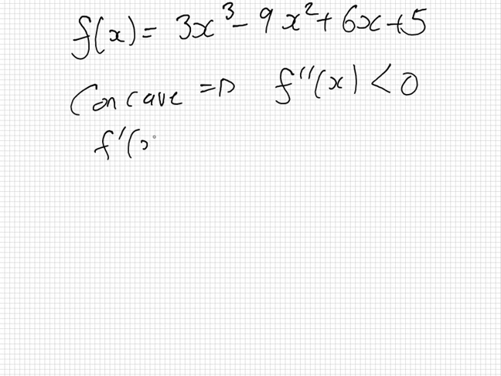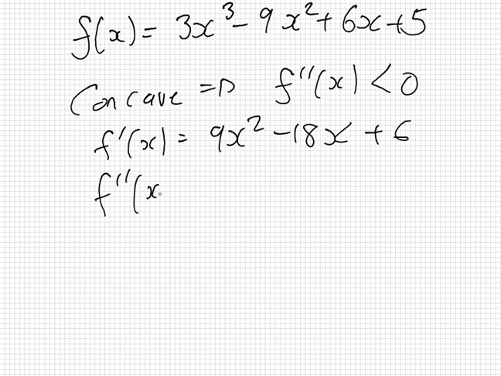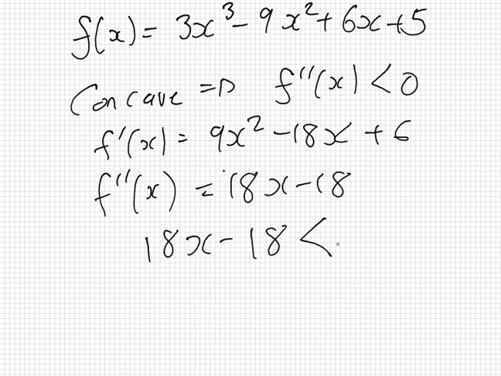First derivative, 9x squared minus 18x plus 6. Second derivative, 18x minus 18. I would like to know when 18x minus 18 is less than 0. That is when x is less than 1. So the graph is concave when x is less than 1. And that's the answer.